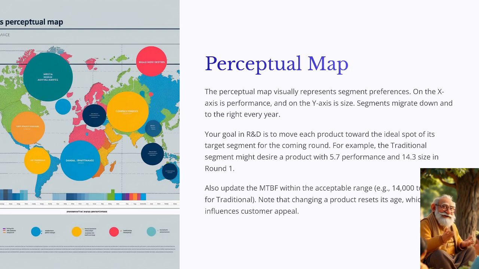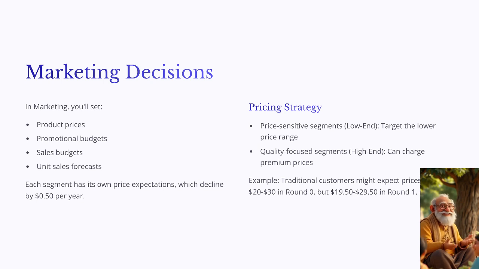The perceptual map visually represents segment preferences. On the x-axis is performance, and on the y-axis is size. Segments migrate down and to the right every year. Your goal in R&D is to move each product toward the ideal spot of its target segment for the coming round. Let's look at an example. For round 1, the traditional segment might desire a product with 5.7 performance and 14.3 size. You'll update these specs in the R&D spreadsheet for your traditional product, e.g., Able, if your team is Andrews.